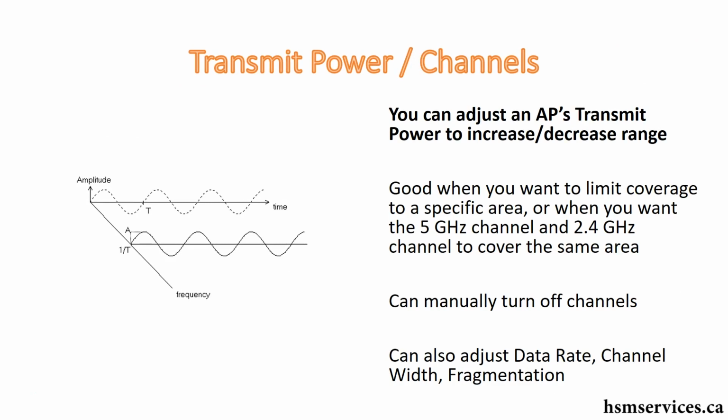And then, as I said earlier, we can manually turn off the channels. We can also adjust the transmit power, to adjust the range that the signal is on. Data rate, channel width, fragmentation, those are all things you can adjust. You can adjust them granularly per access point.